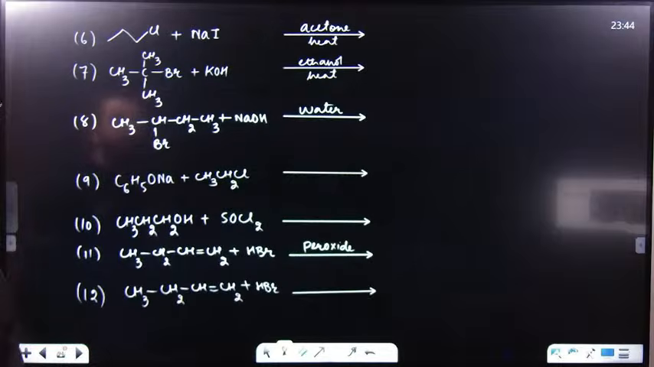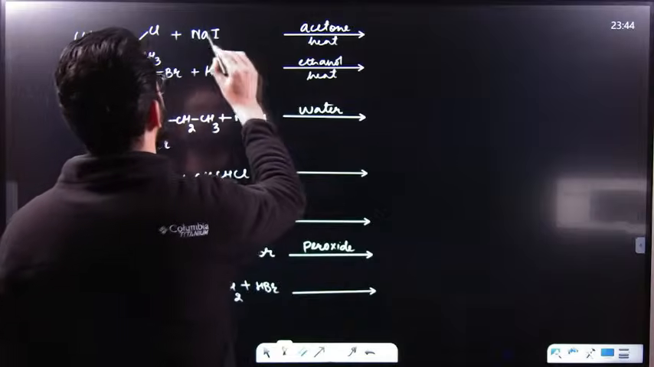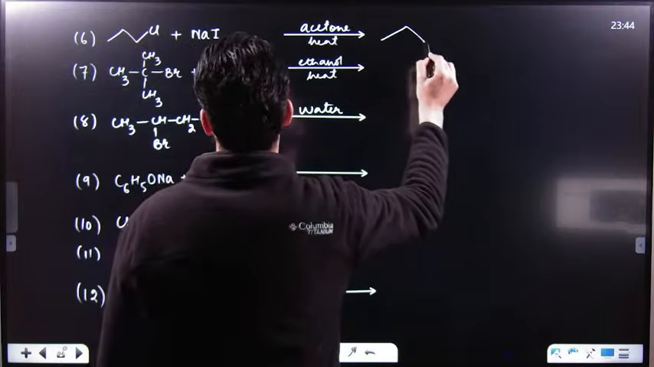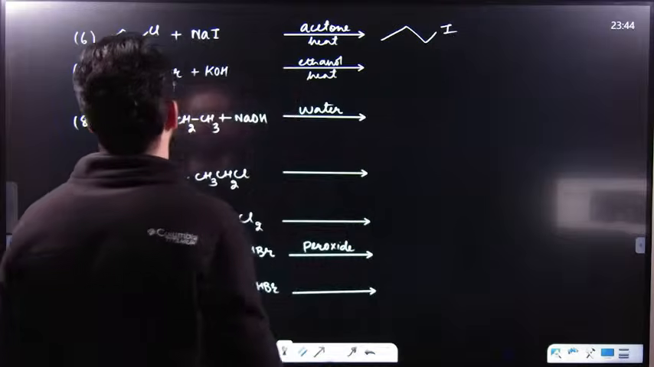Now, NaI. So this is in acetone. This is Finkelstein reaction. So it will simply result in the formation of alkyl iodide.